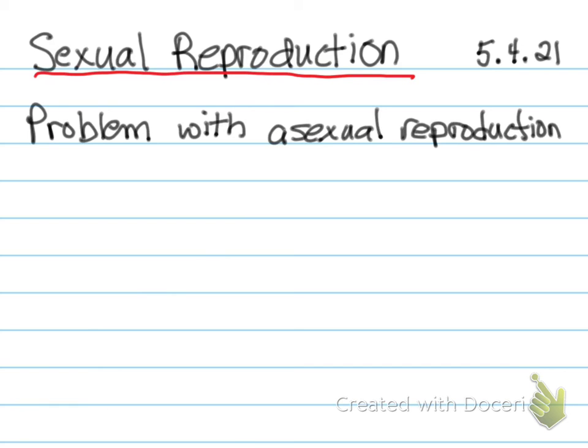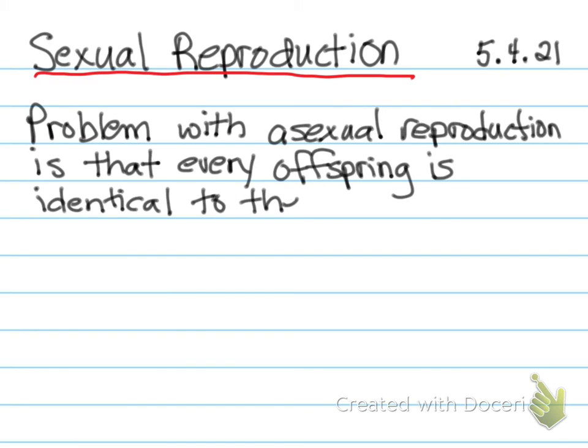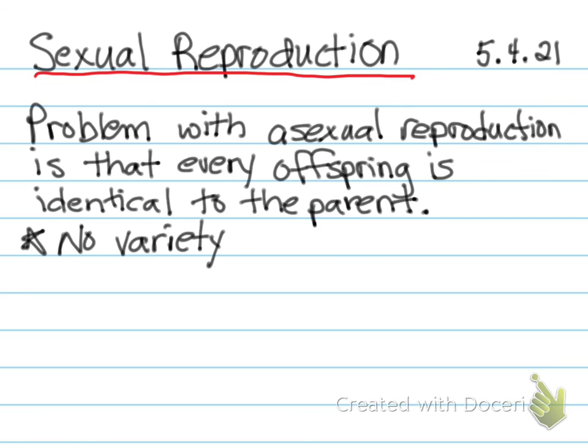The problem with asexual reproduction is that every offspring, because we know offspring is a scientific word for child, is identical to the parent. Period. And I want you to write this out with a giant star. There is no variety. Everything is exactly the same.